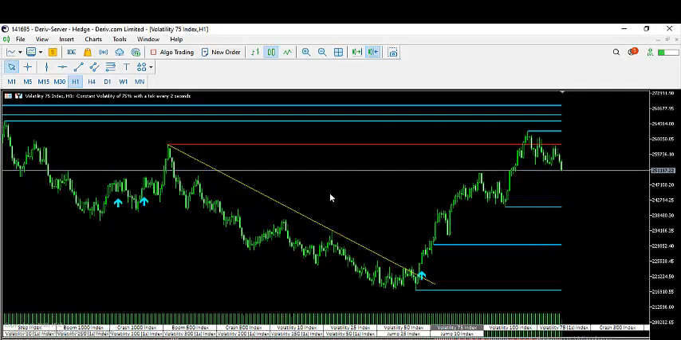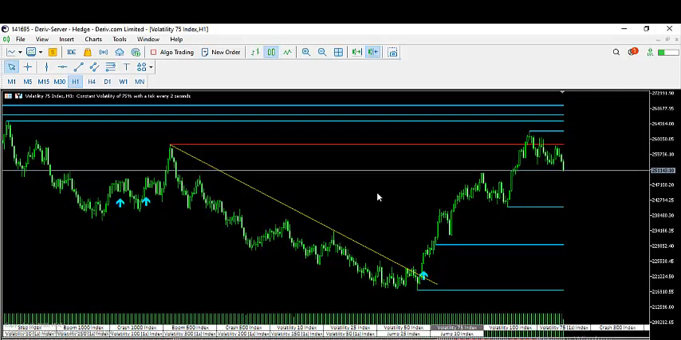Okay, now one of the best ways to use this indicator is this. Price has gone up and is coming back down, and right now V75 is on an uptrend.